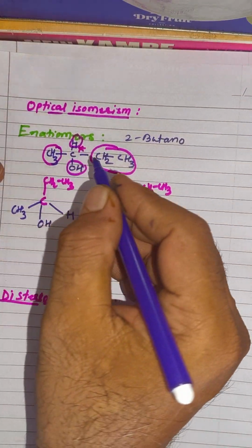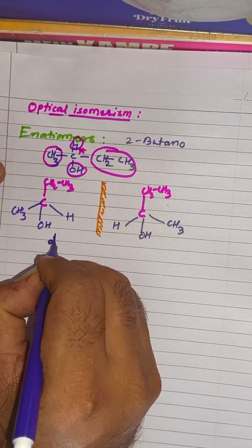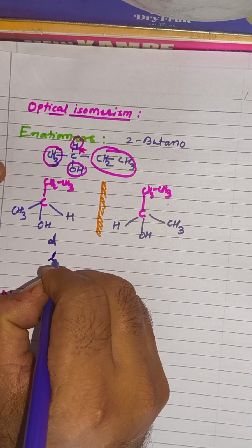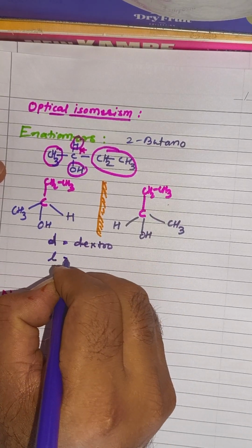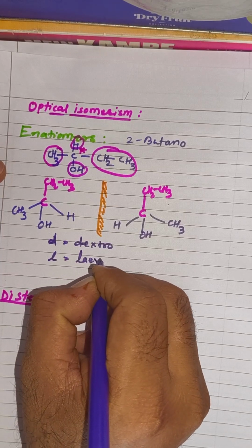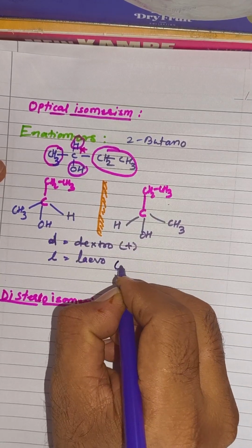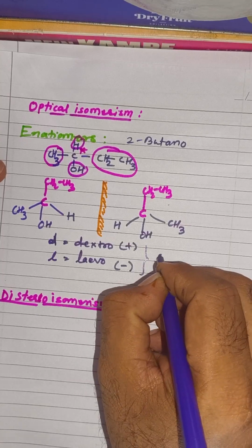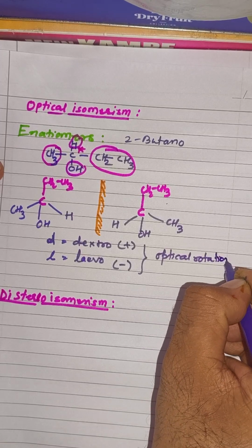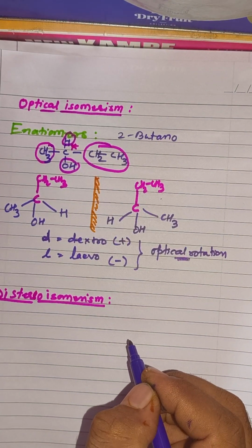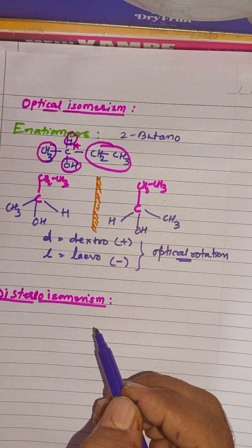These enantiomers are of two types. One is the dextrorotatory compound, that is the D form, and the other is the L form. D means dextrorotatory compound and L means levorotatory compound. Again, D is designated as plus and L is designated as minus. This optical rotation we can measure with the help of a polarimeter. So one is dextro and the other is levo. So these are the enantiomers.